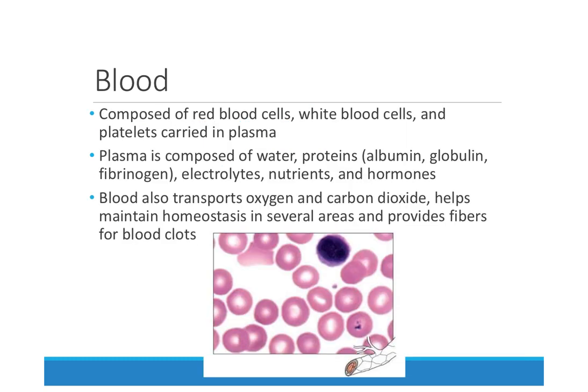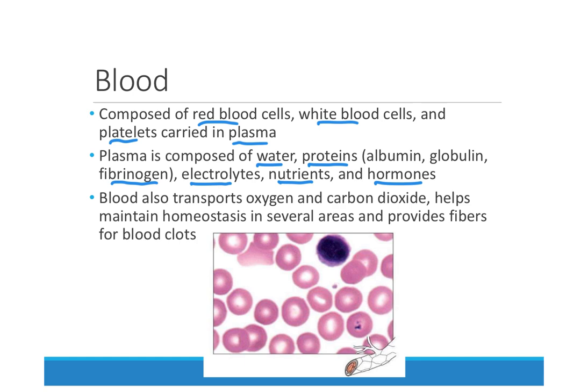The final type of specialized connective tissue is blood, and blood has red blood cells and white blood cells and platelets all being carried by plasma. So the extracellular matrix is plasma, which is a very watery substance. It's primarily made of water with certain proteins dissolved in it, the most important ones being albumin, globulin, and fibrinogen, which becomes important in blood clotting, various electrolytes, ions that can carry electricity, nutrients, and of course hormones, since the bloodstream is how hormones get around the body.